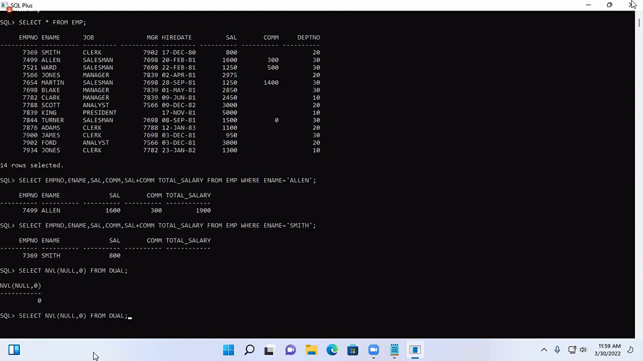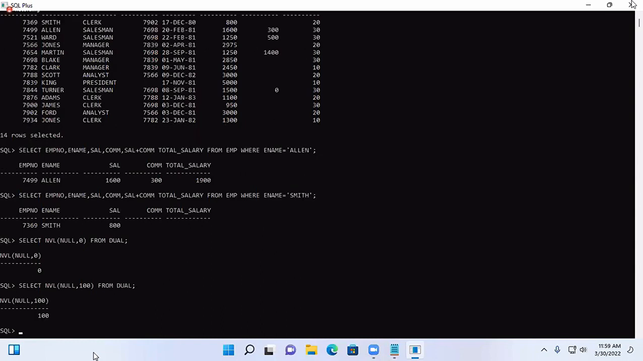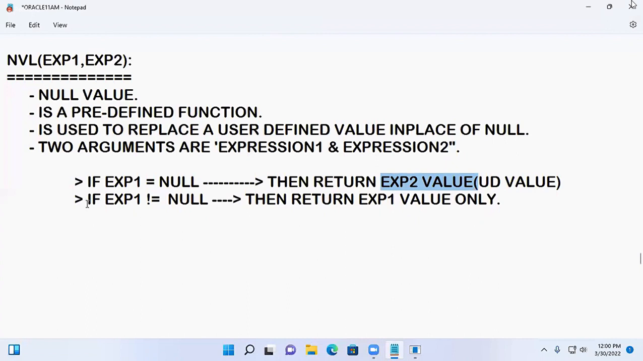Suppose now I give the user defined value 100 in place of this 0. What does it return now? 100 is returned. For example, in the third case, suppose expression 1 is 0 and expression 2 I give as 100. Then what does it return? 0 only is returned, because what we said is if your expression 1 is not null, then it returns expression 1 only, because it is not equal to null.